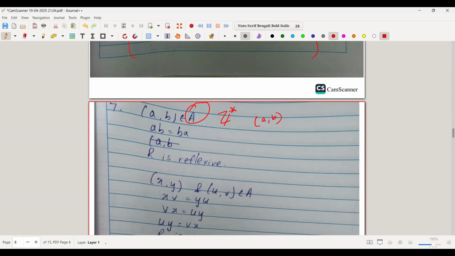So this is a comma b and a comma b, because for reflexivity both are the same element. So first multiplied with fourth and second multiplied with third. So ab equal to ba for all Z star. Are you following? Yes. So ab equal to ba, that means (a, b) is related to (a, b), hence reflexive.